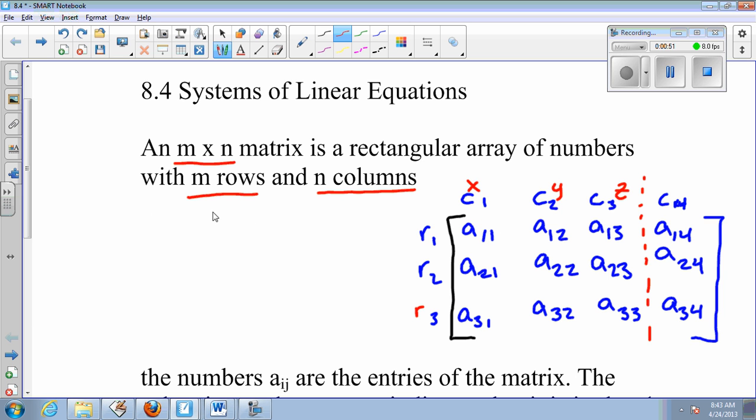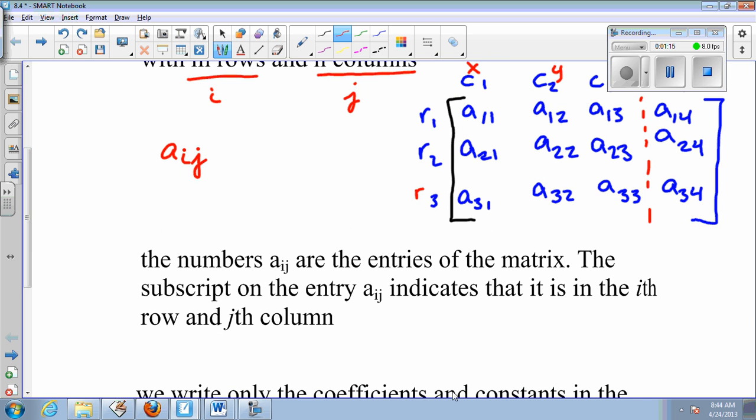Rows are your first number. It is row 1. The second number is your column number, okay? So we're in column 1, second number is all 1. So each spot is a sub i j. So it indicates that it is the ith row and the jth column.